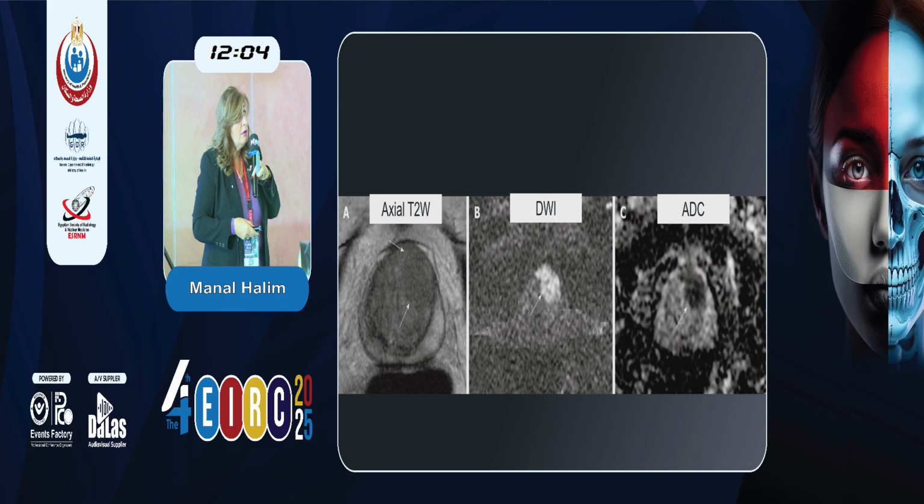In this case, no, this is not an anterior fibromuscular stroma. This shows restricted diffusion and low signal intensity in ADC. This is a big tumor in the anterior part of the gland.